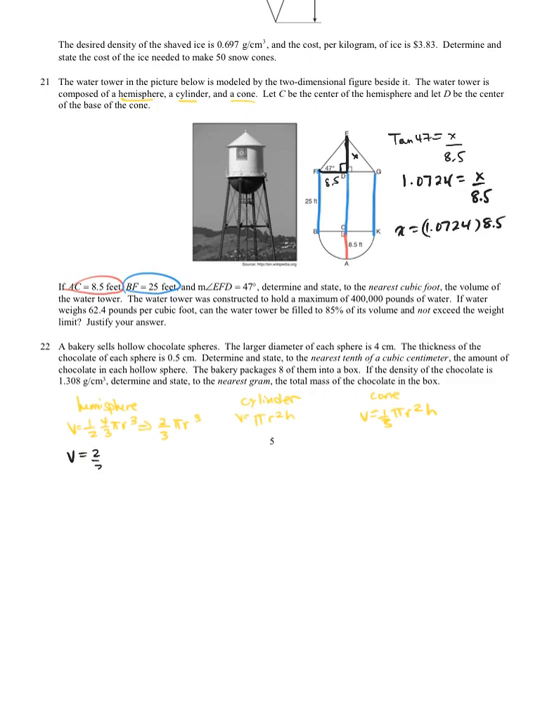So now I'm going to take these numbers and I'm going to substitute them in. So the hemisphere will be 2/3 pi times 8.5 cubed. The cylinder is going to be pi times 8.5 squared times 25. The cone is going to be 1/3 pi times 8.5 cubed times 1.0724. You see where I got the 8.5 cubed from? Because it was squared, and then I have that extra 8.5. All right, so I'm going to type this entire sum into my calculator. And when I do that, I get the total volume of the water tower.